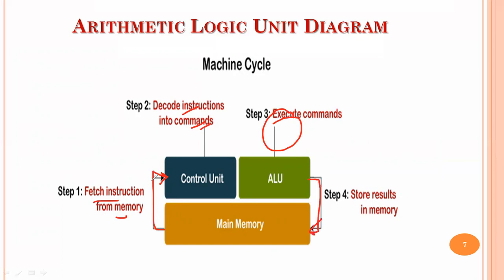From main memory it shifts to the control unit. At the control unit, the instructions of saving, copying, or moving the data are converted to commands. After converting, the commands are executed at the ALU, and after processing by the ALU, the results are stored in the memory.